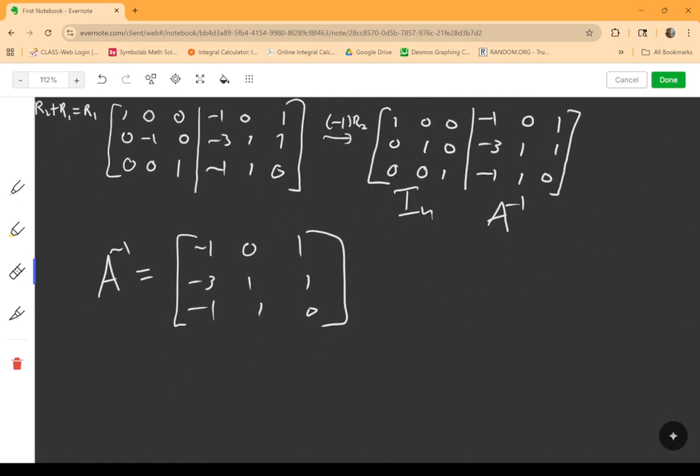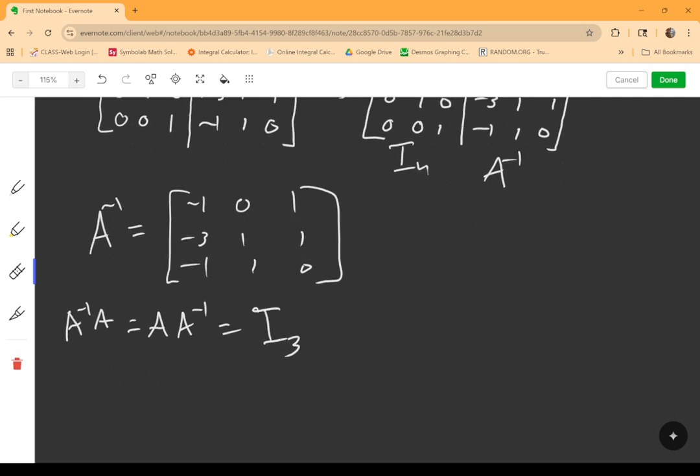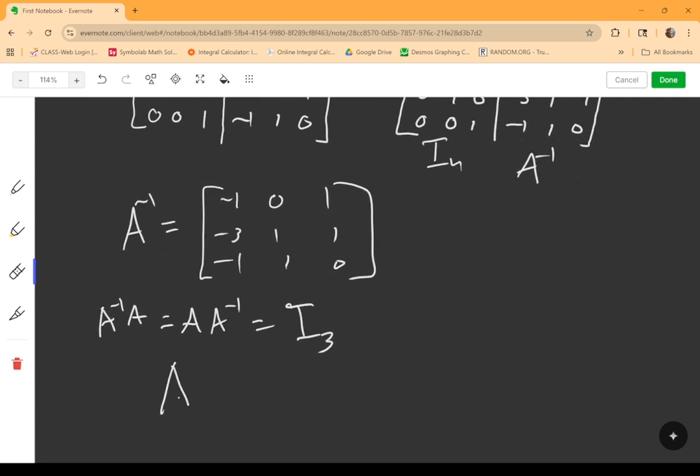What we can show is that A inverse times A is equal to A times A inverse, which is equal to I3. Not only that, we can show that for any vector chosen for B, given this coefficient matrix, I can find a solution to the system, and rather easily now.